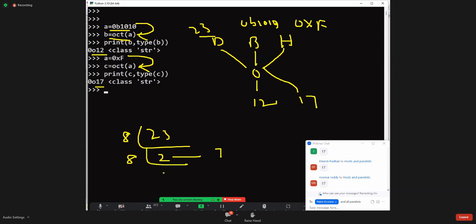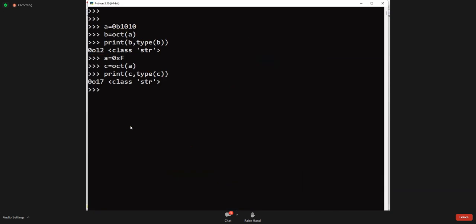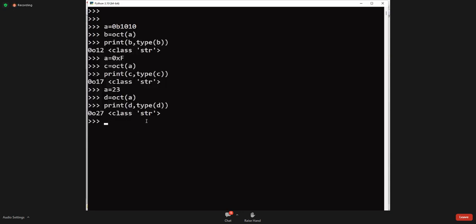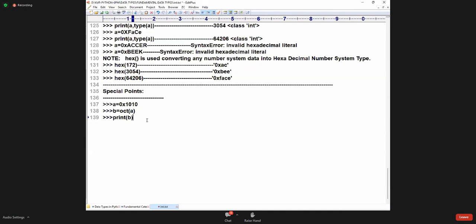8 0s are 0. What is this now? 2. If I convert it into octal, what is the value here? 27. Getting my point? So here I am writing A is equal to something like 23. D is equal to oct of A. Print of D comma type of D. The answer is what? 0o27. So without getting confused, I told you the conversion process also. If you follow me, I will write it as it is here.